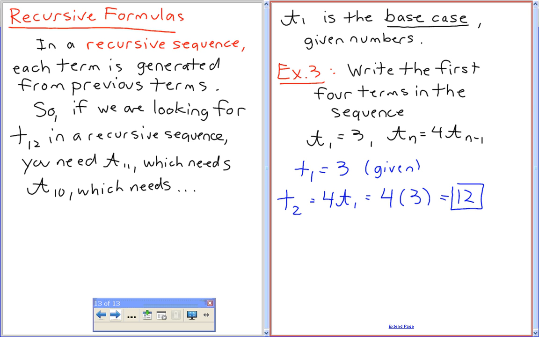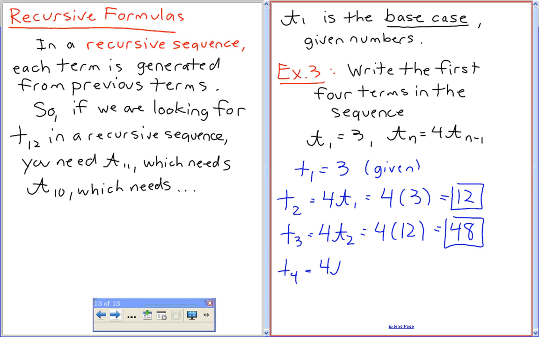Can you do T3 for me, please? Okay, good. So 4 times T2, because the subscript is 3, it's going to be 2. T2 is 12, so 4 times 12, which has to be 48. That's good. Joel, finish off, please. T4 is going to be 4 times T3, which is 4 times 48, which is 192. Yeah, look at that, it is 192.